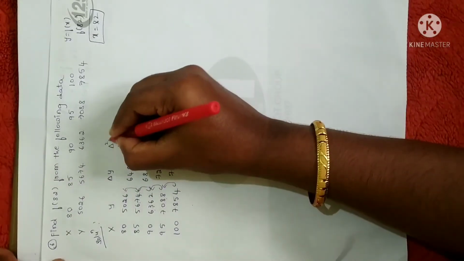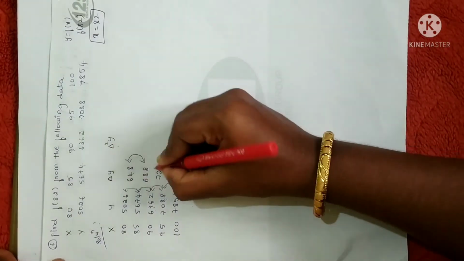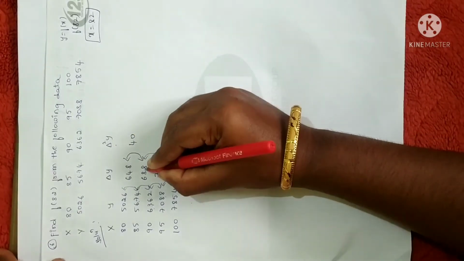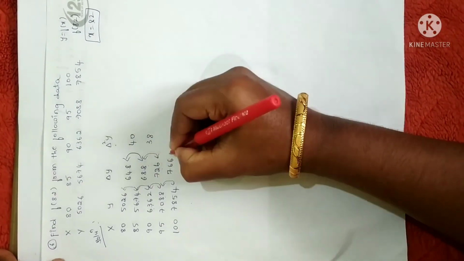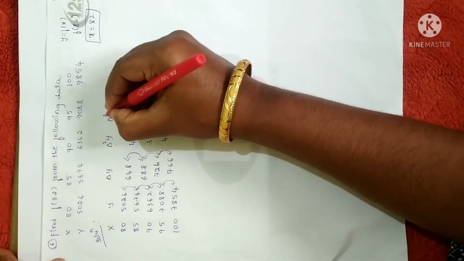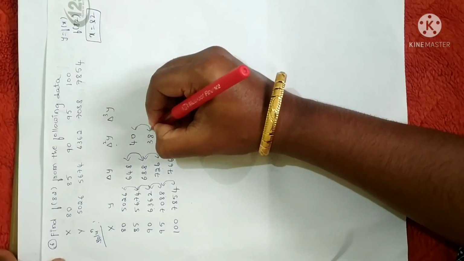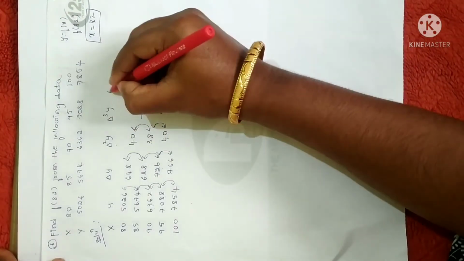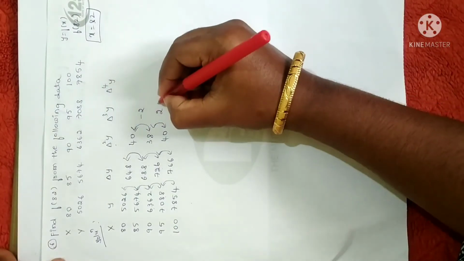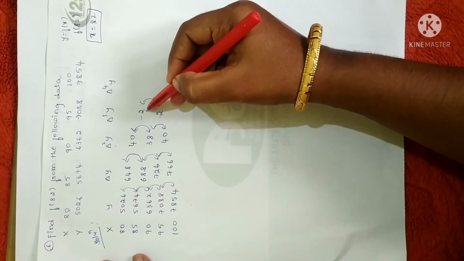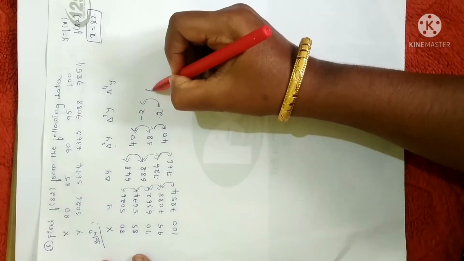Now the second difference, that is delta square y. 688 minus 648 is 40. Similarly 726 minus 688 is 38. 766 minus 726 is 40. Next delta cube y. So 38 minus 40 is minus 2. 40 minus 38 is plus 2. Next the fourth difference, delta power 4 of y. 2 minus of minus 2 is plus 2. See here, 2 minus of minus will be plus, so it will be 4.